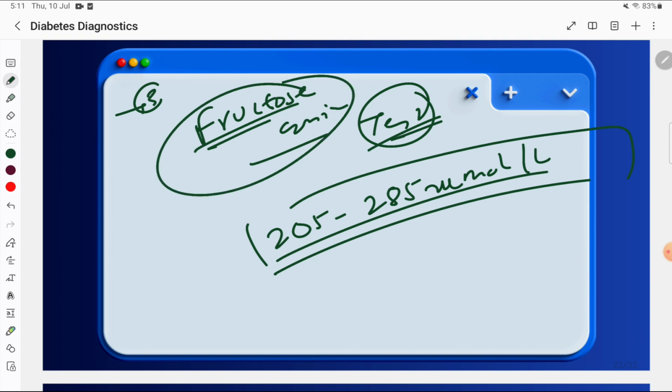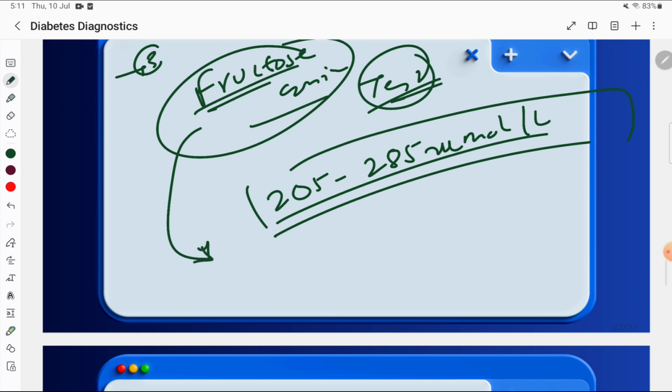Now when do we use this test? It is used in patients with anemia, hemoglobinopathies, or CKD where HbA1c is unreliable, like I have said in the previous slides. Okay, and to monitor rapid changes in glucose, for example in pregnancy or after therapy initiation.